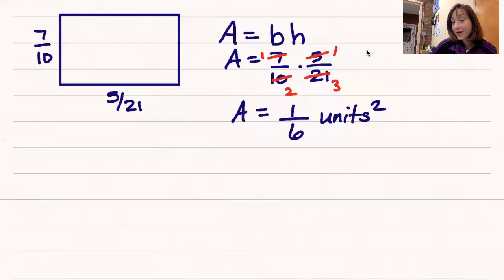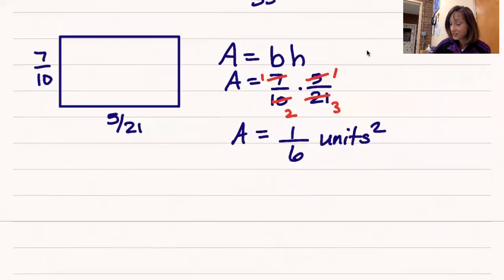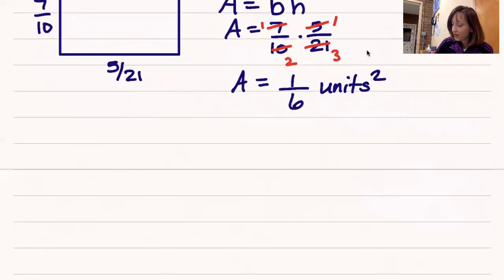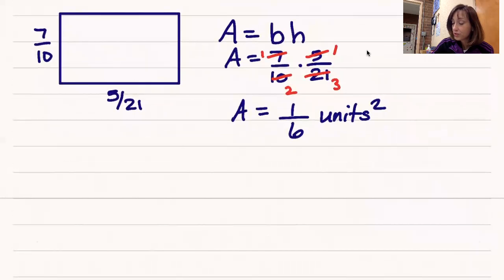Okay, I'm back, and I hope that you have an answer. Now, here is my solution. So again, we've written the formula, and then I wrote out 7/10. That was your height, and your base is 5/21. Look at this cross-canceling that I could do so that the math would be a lot easier. And then when I finished multiplying, I ended up with 1/6 unit squared. So that's not too bad. Okay, that's method one, just straight multiplying.